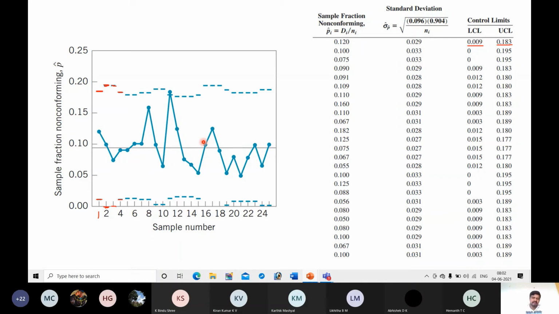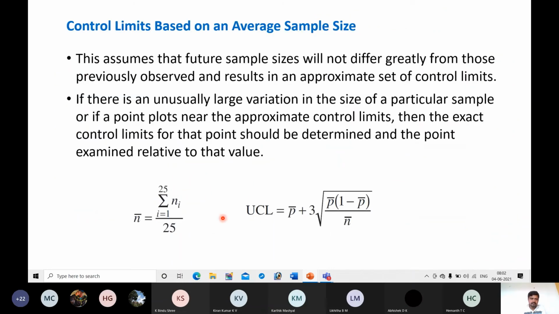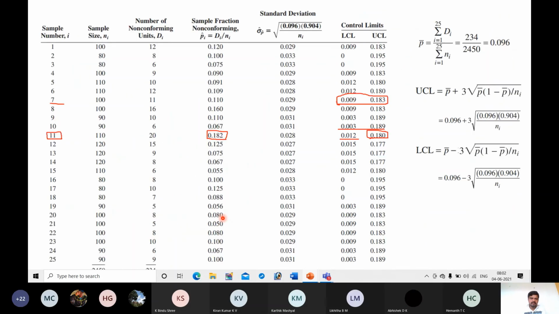Usually nowadays these control charts are plotted using software. Automatically these control charts can be generated using software, or manually also you can construct. There are software packages available to construct these control charts. This is how we can plot control charts using this variable control limits approach. This is the first approach.